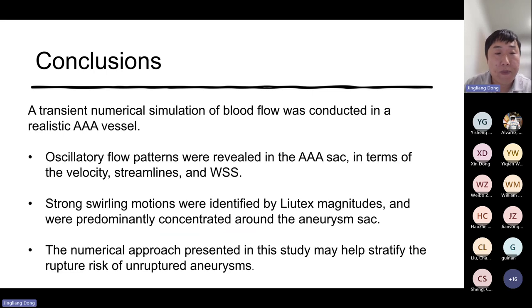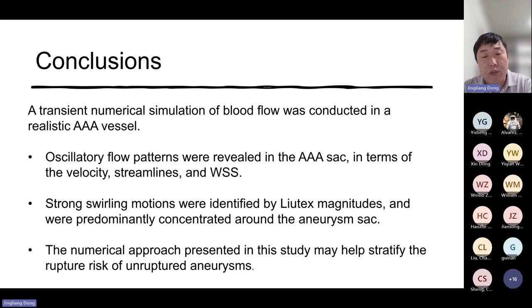So the conclusion: in this study, we conducted a transient numerical simulation of the blood flow, and the oscillatory flow patterns were reviewed in the AAA, using velocity streamlines and wall shear stress. Strong swirling motions were identified by Liutex magnitudes, and we can see them predominantly concentrated around the aneurysm region.